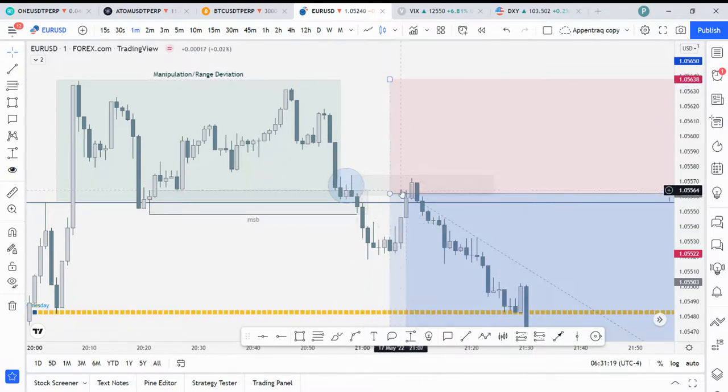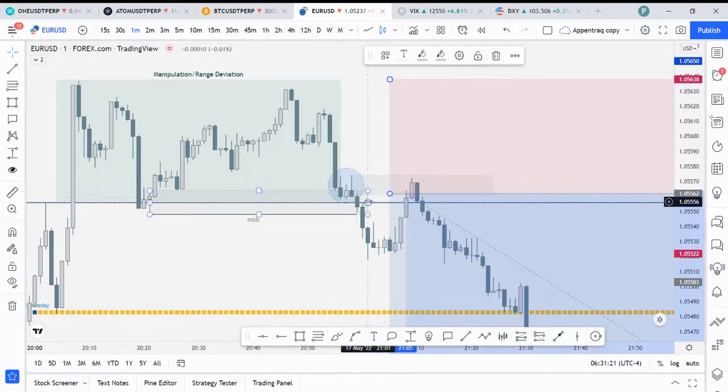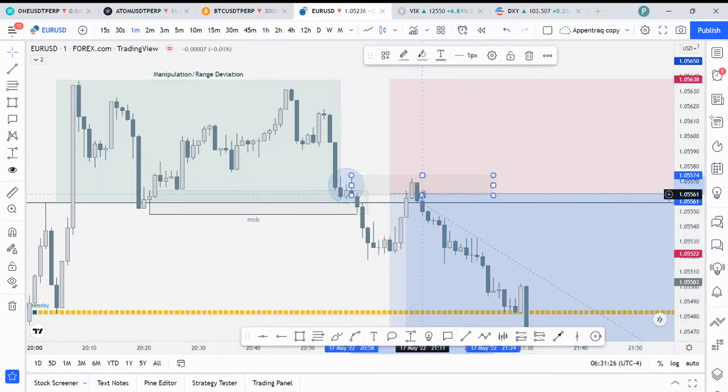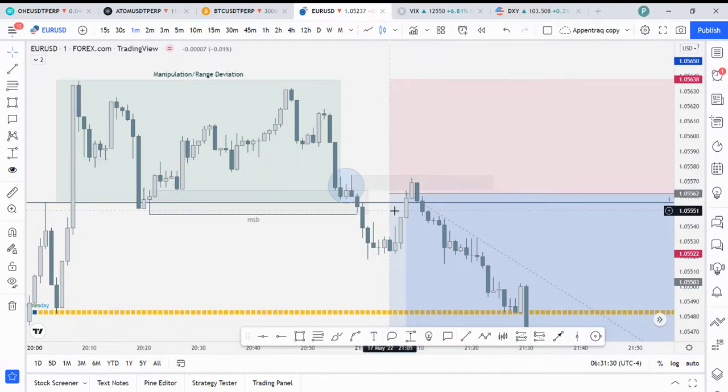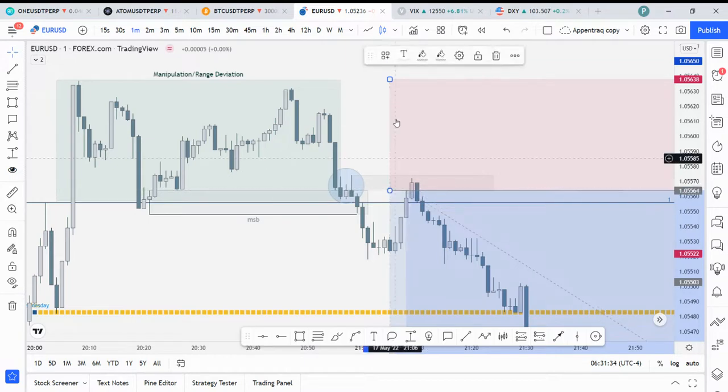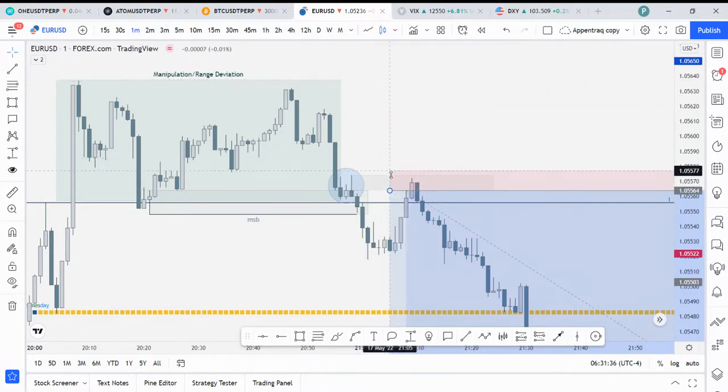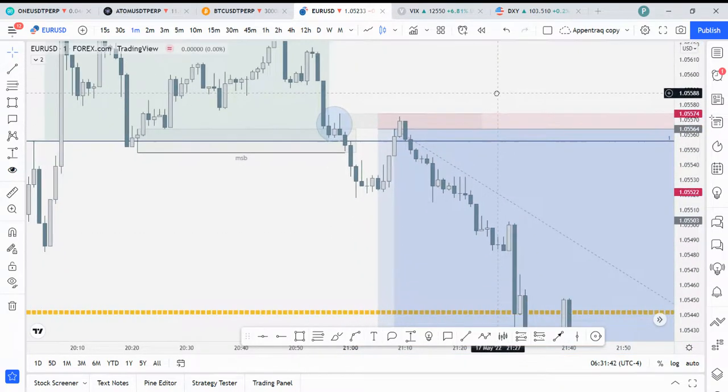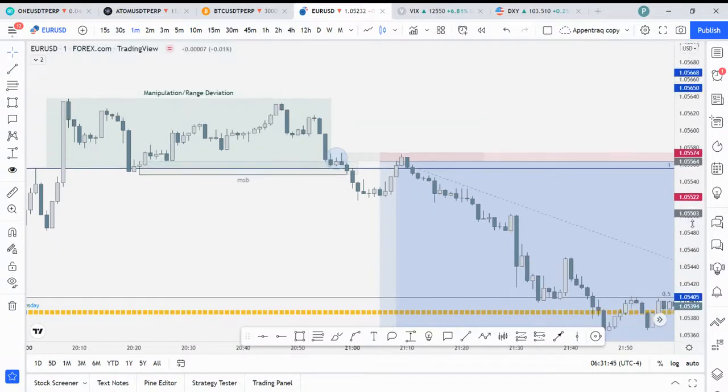I could have used just this, just the wick of the candle. That would have increased my RR. Okay, that would have increased my RR. So that's how you trade a range.